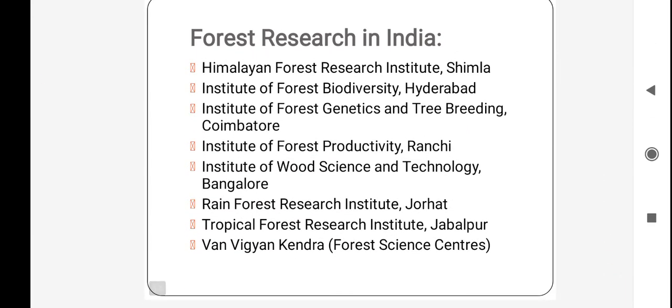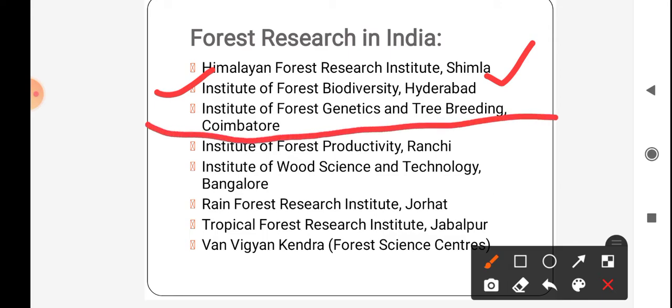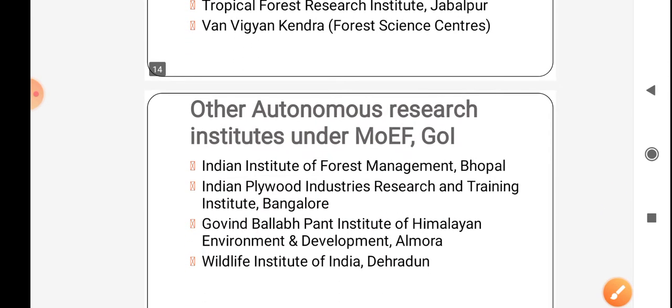Forest research in India continuing. Himalayan Forest Research Institute is situated in Shimla. Institute of Forest Diversity in Hyderabad, Institute of Forest Genetics and Tree Breeding, this is in Coimbatore, this is important. Institute of Forest Productivity, Ranchi, Institute of Wood Science and Technology, Bangalore, Rainforest Research Institute, Jorhat, Tropical Forest Research Institute, Jabalpur, Van Vigyan Kendra. These are at various places.